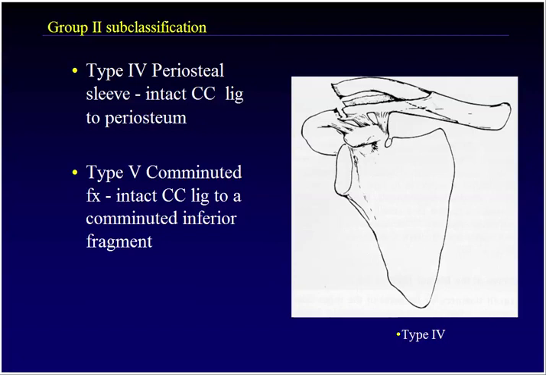This is the diagrammatic representation of that. And then type 5 fractures, where you have a comminuted fracture with an intact coracoclavicular ligament to a comminuted inferior fragment. So it's basically the equivalent of the physeal sleeve injury with a mature ossified bone.